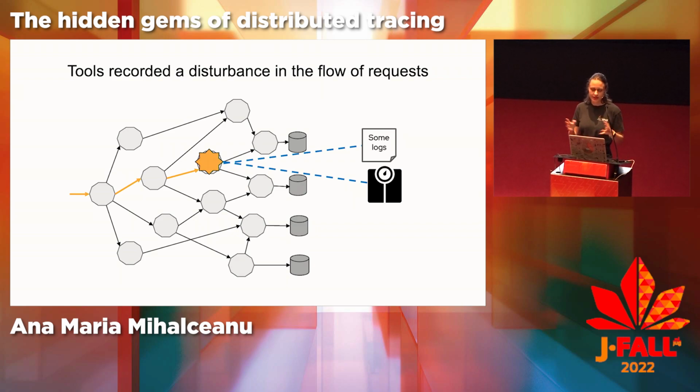Now, the thing is that the tools do record, let's say, a disturbance in the flow of requests. Let's say that this is the best case scenario. You are really watching everything. You get some logs, you get some metrics, but you're not alarmed that something is wrong. And you shouldn't be. It happens once. Who cares? Maybe it doesn't happen again. It was just a small thing.